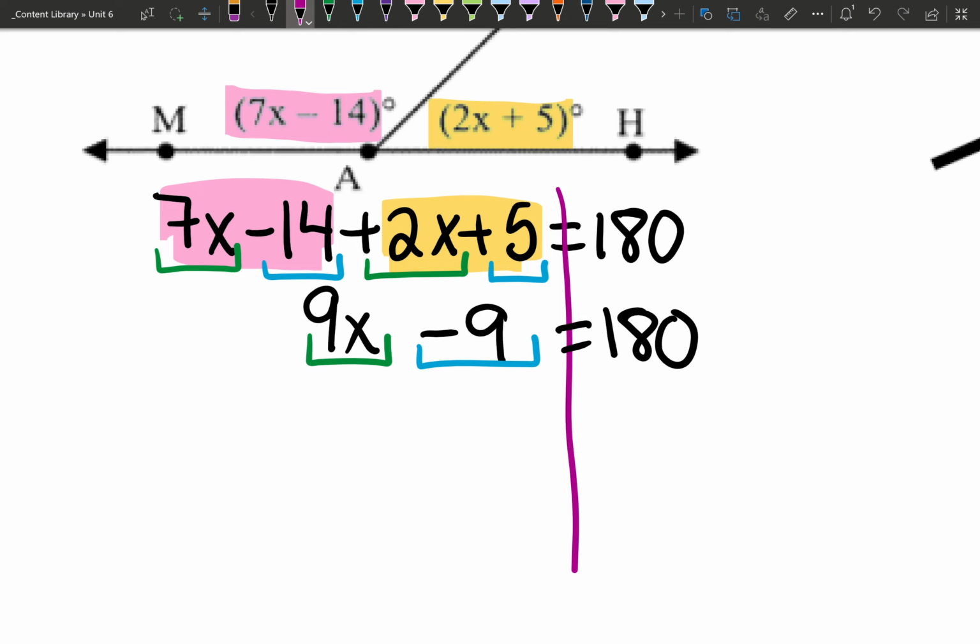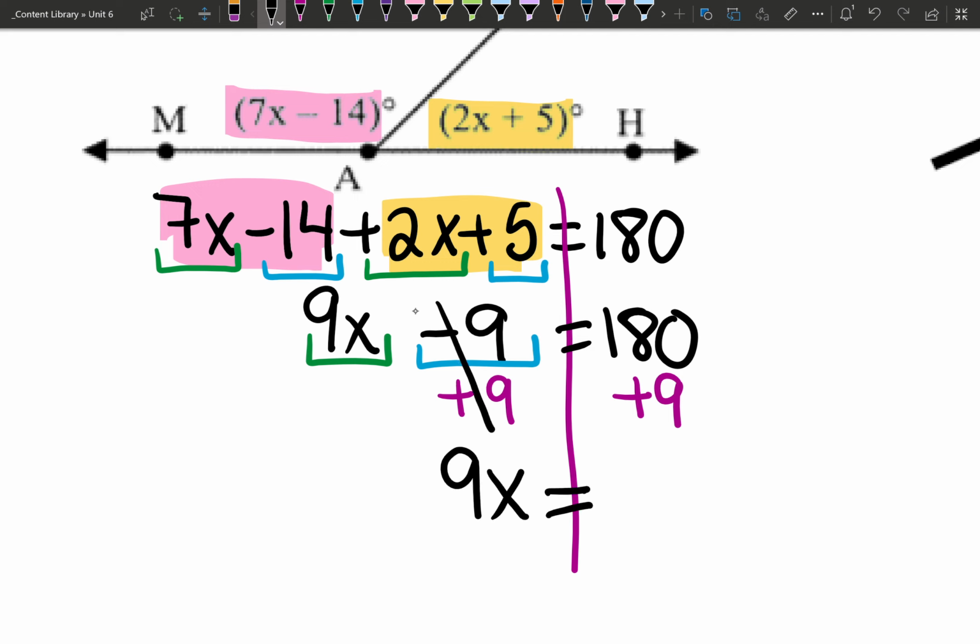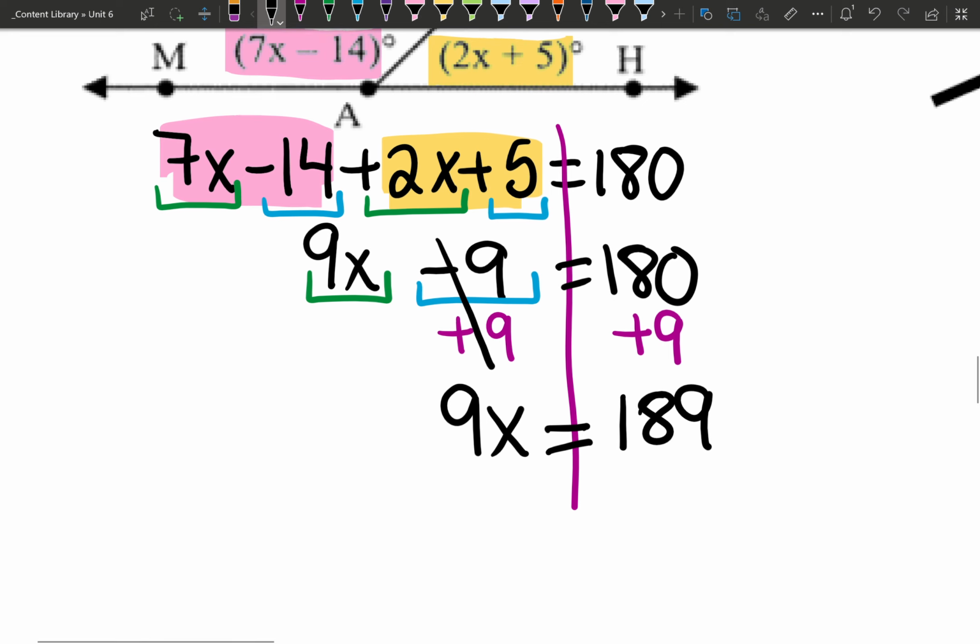If you thought that our next step should be adding 9 to both sides, you'd be correct. We're adding 9 to undo that minus 9. So negative 9 plus 9 is 0. So all we've got remaining on the left is 9x. And on the right side, 180 plus 9 is 189.